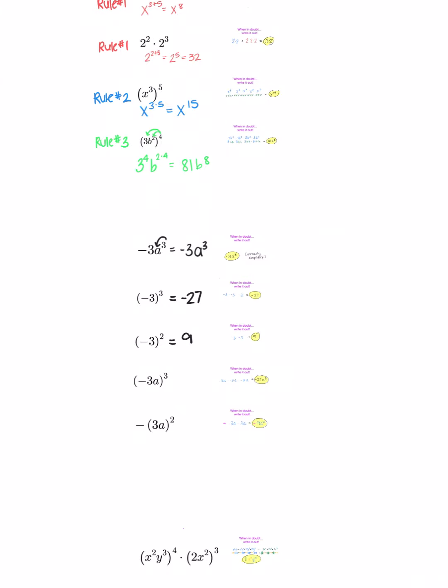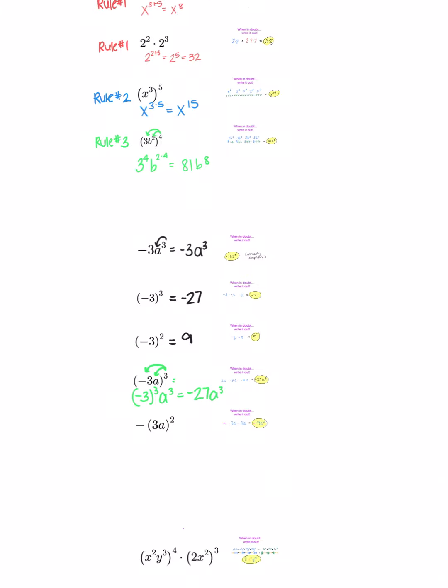Looking at this next example, we're going to use rule number 3. This cube applies both to the -3 and to the a. So I could simplify that as -3 cubed and a cubed. -3 cubed is -27. So we'd have -27a cubed. Again, the same thing as when we wrote out that -3a 3 times. When in doubt, write it out.